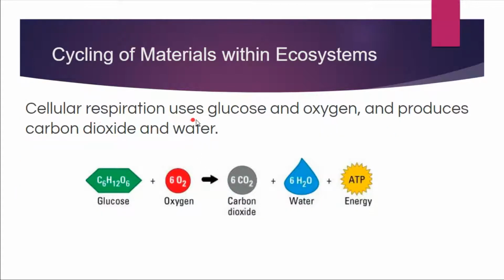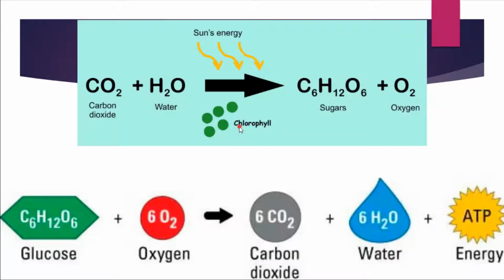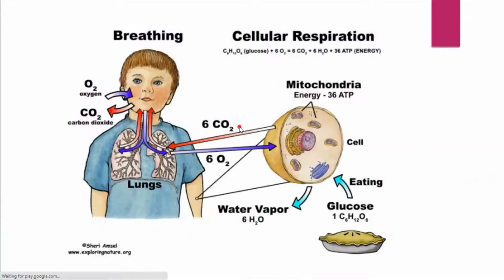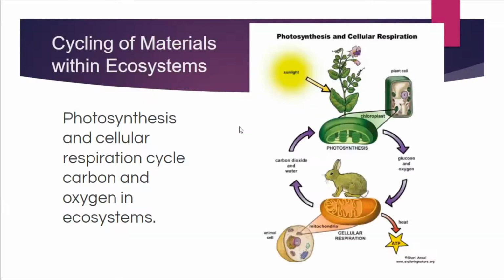Cellular respiration uses glucose and oxygen and produces carbon dioxide and water, right? So it's basically the same process flipped. Well, it's not the exact same process, but they're complementary cycles. They are complementary of each other. They require each other. Okay, here's the picture of them. Photosynthesis and cellular respiration cycle carbon and oxygen in an ecosystem.